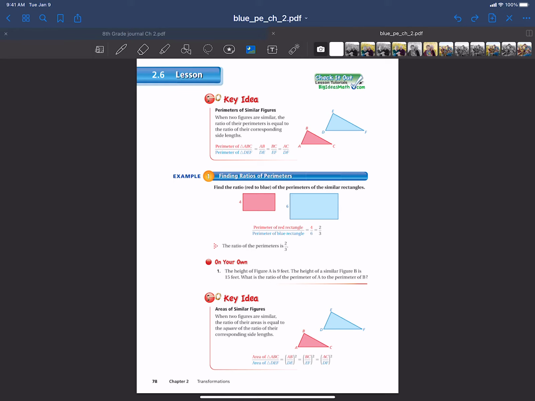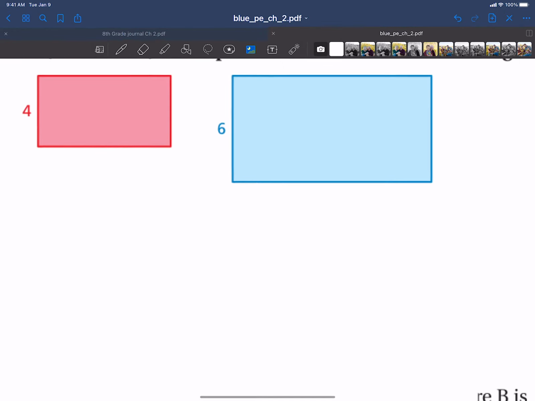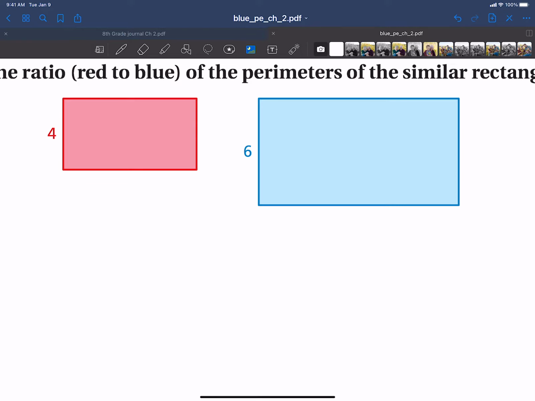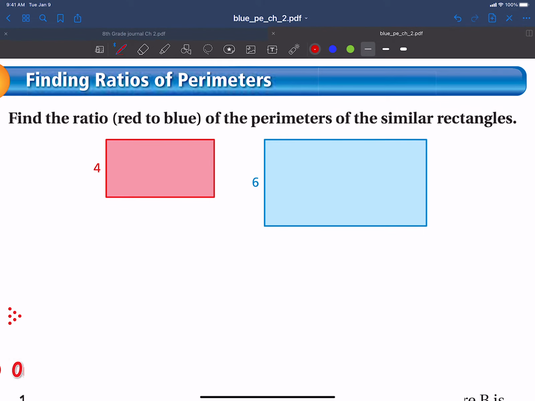Go ahead and draw these two rectangles to start with. And go ahead and label those one sides they gave you. That's 4, that's 6. The directions say, find the ratio, red to blue, which means red will come first, right? 4 to 6, of the perimeters of the similar rectangles. How do we know the perimeter if they don't give us any numbers? This is what's super weird about this section, okay? Like I said, I'm not very good at explaining why this is how it works. This is just how it works.